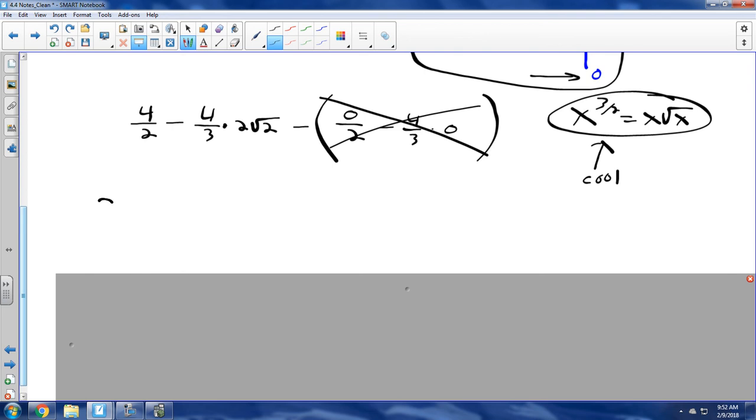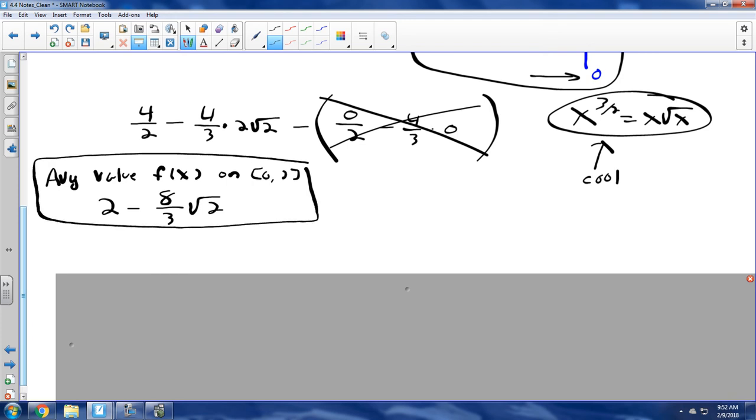All right, so what do we get? Well, we basically just have 2 minus 8 over 3 root 2. That is really the value we're looking for. I don't love it because of how it looks, but this is the average value of f of x on 0 to 2. So we have basically just done the problem we did on the previous page. But what we want to do is the mean value for this. So what we need to do is set this, whatever this is, 2 minus 8 over 3 root 2.